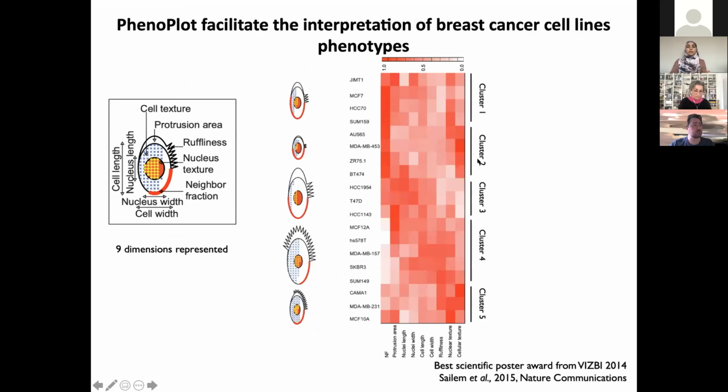We see that cluster 2, which has luminal cell lines, has small cells that are not protrusive, with a more regular border and more cell-to-cell adhesion, while clusters 3 and 4 are much more separate. Cluster 3 has more adhesion than cluster 4, while cluster 4 is more rough.